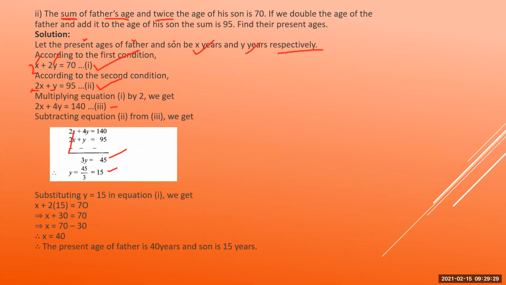Next, simply substitute the value of y in any one of the equations, you can substitute in 1, 2 or 3, and simply solve. After solving, we get the value of x equal to 40. So we got both the values, and since it is a word problem, write the final answer in words. The present age of the father is 40 years and the present age of the son is 15 years.